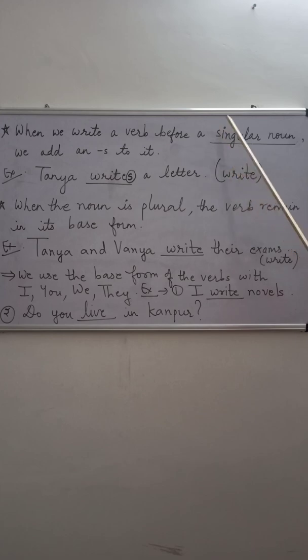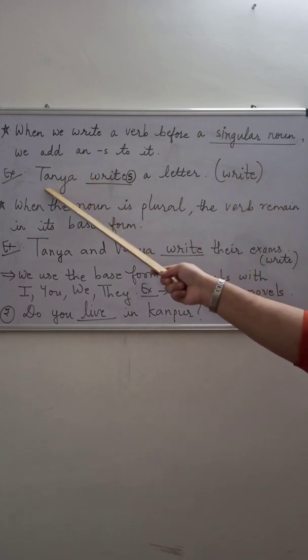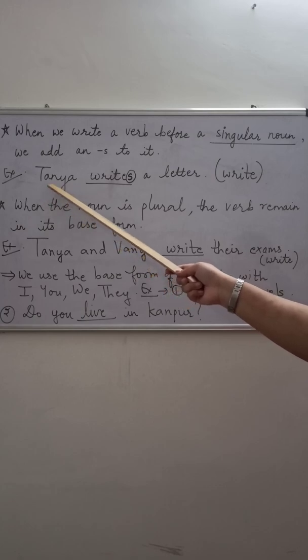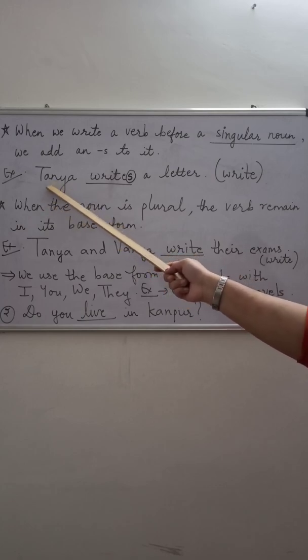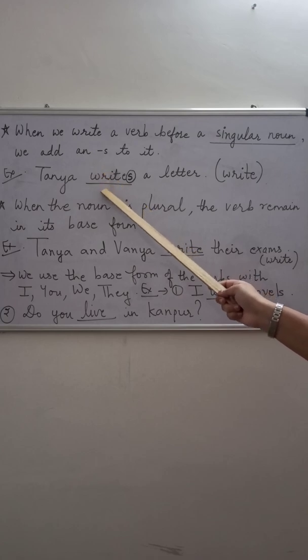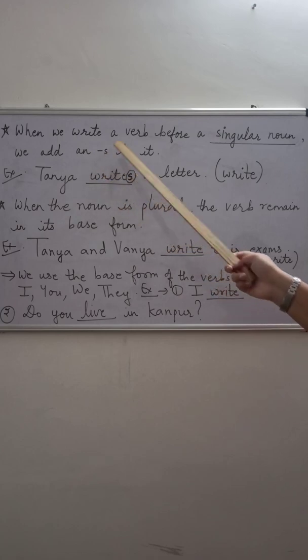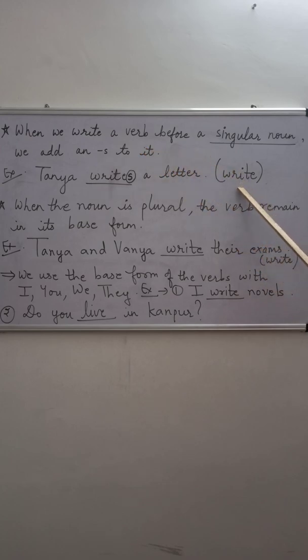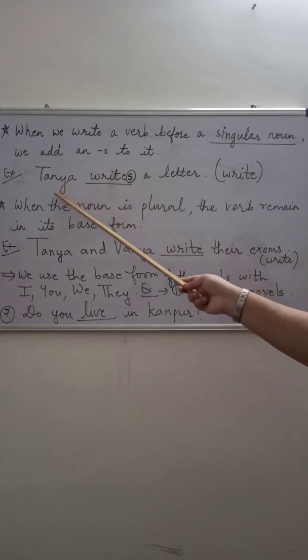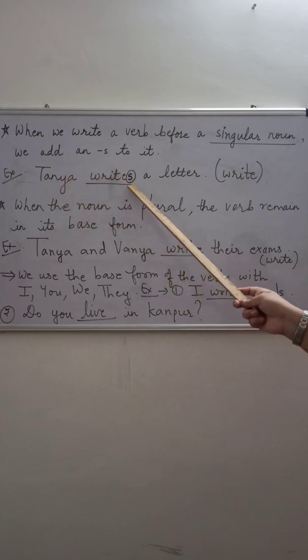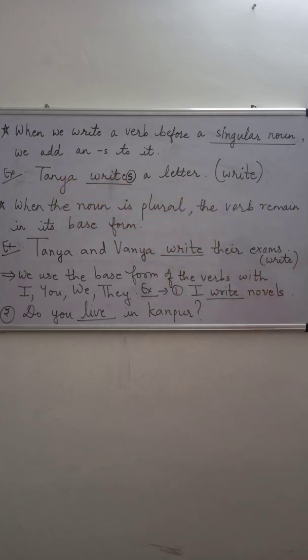Now I told you that before a singular noun. Now here Tanya, we are talking only about one person. So Tanya is a singular noun. So while writing a verb before a singular noun, we add an S. So the simple present tense form of write becomes writes. So the sentence becomes Tanya writes a letter.